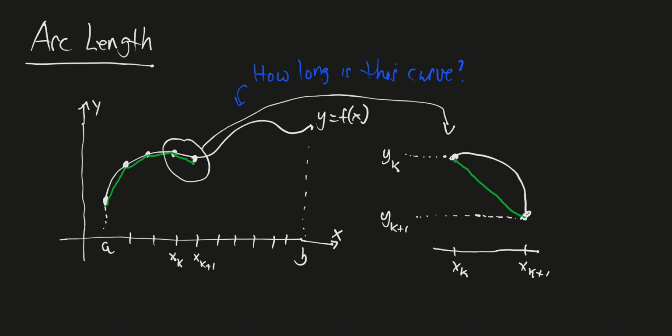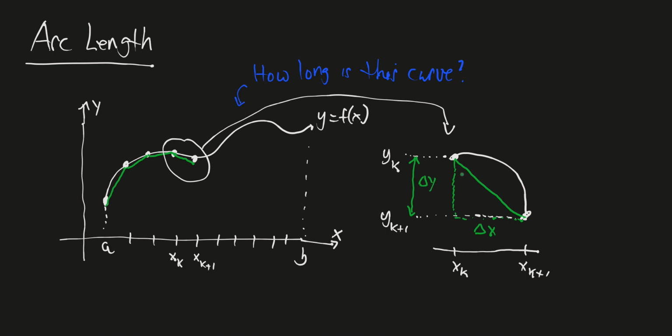So if we construct a right triangle, like here and here, the length of each subinterval is our delta x, so I'm just going to call that delta x. And then for this fixed triangle, the height of the triangle will be delta y. So this distance right here, I'm going to call that delta y.